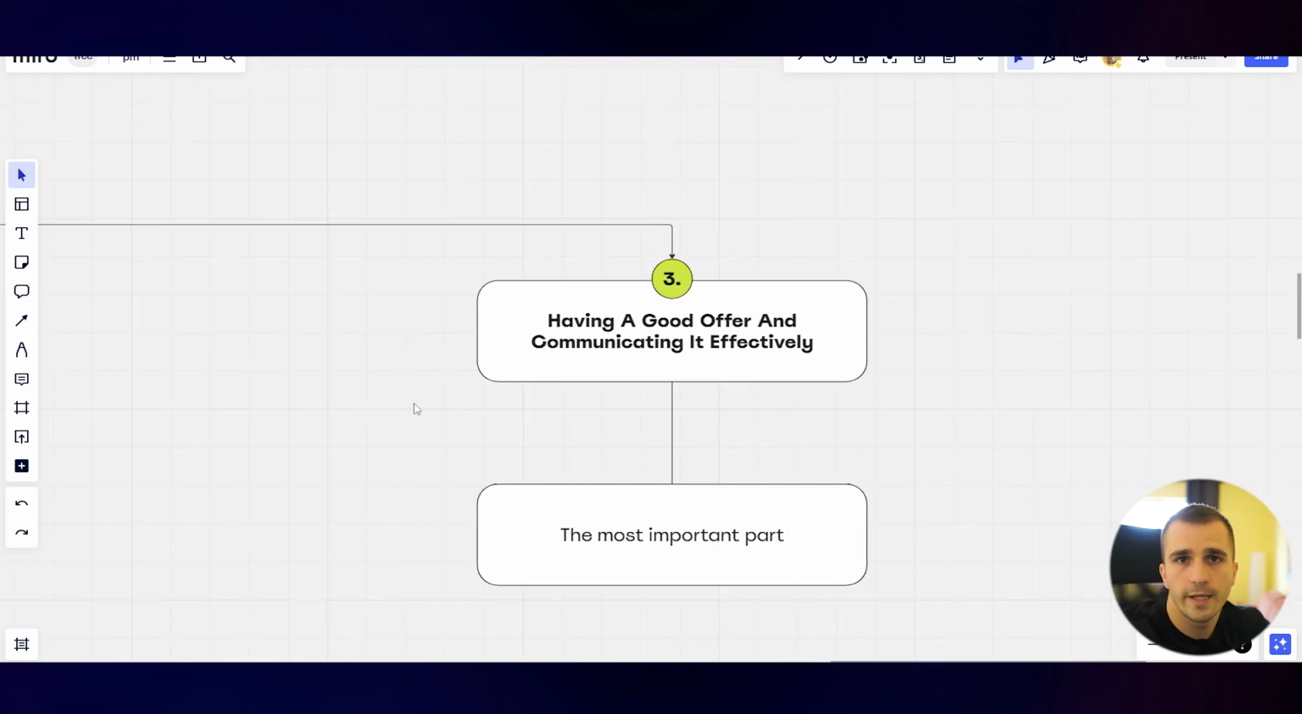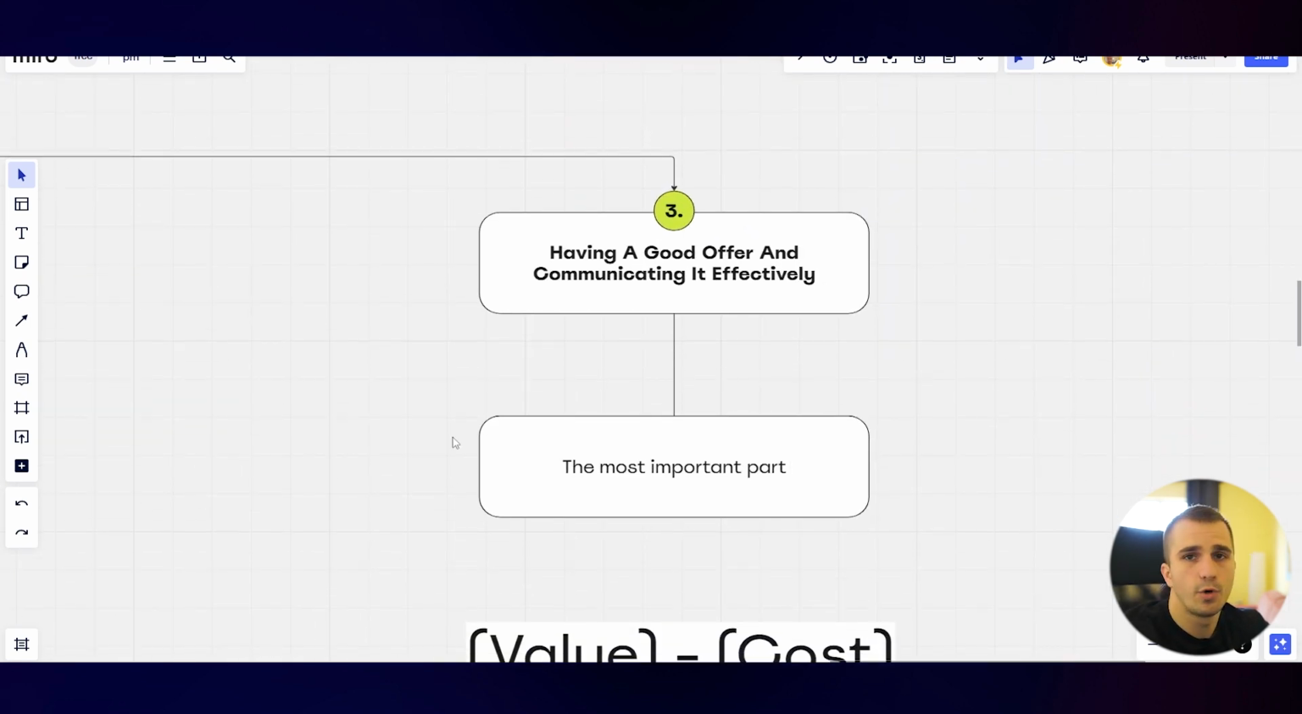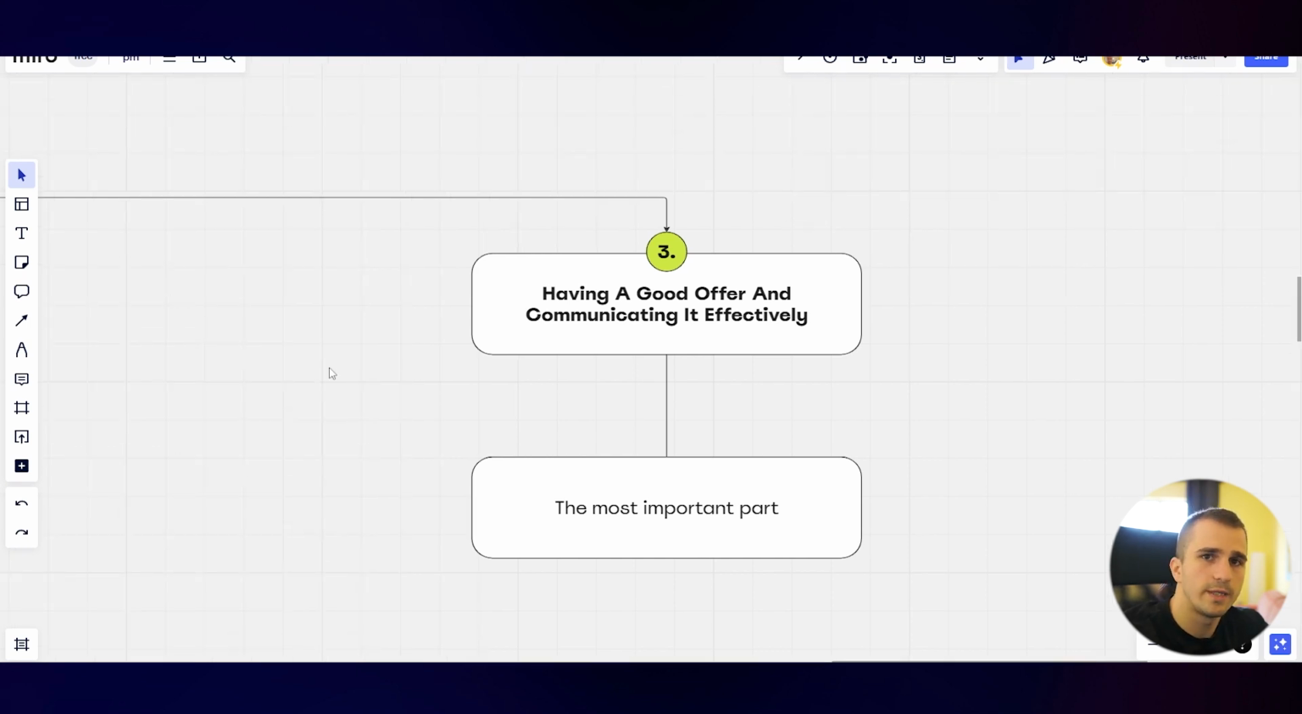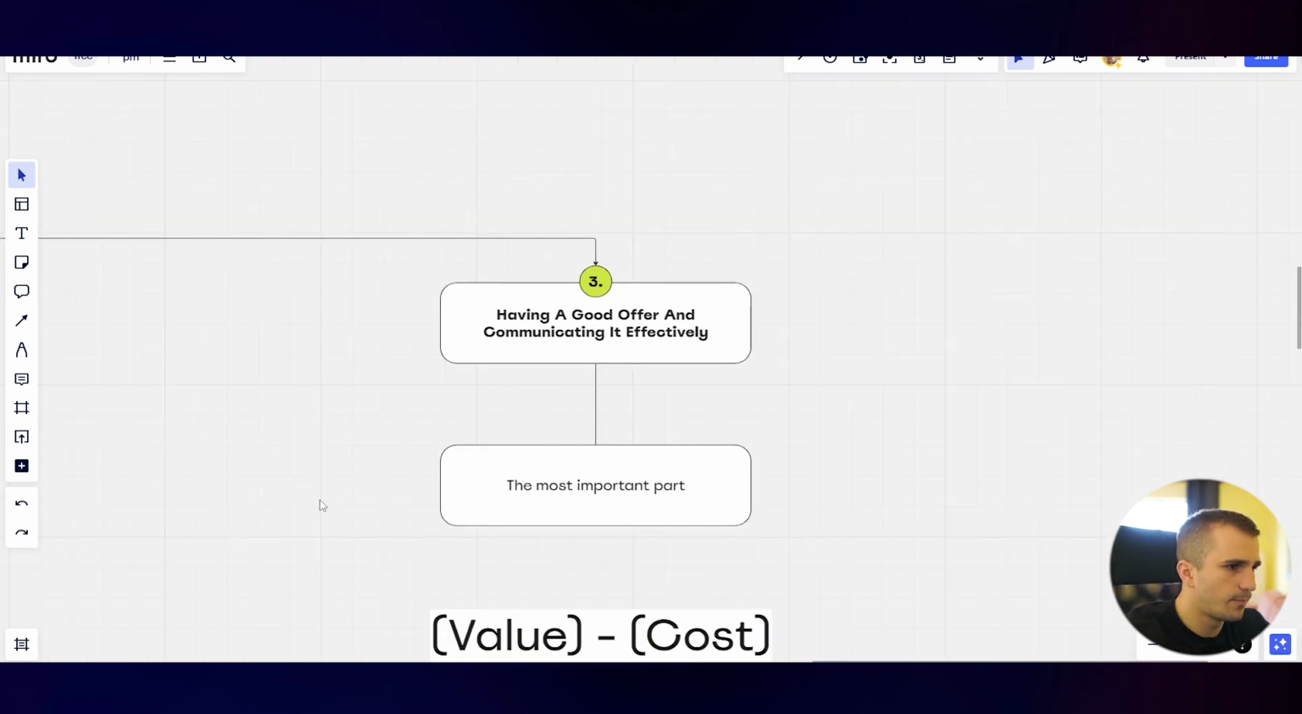The third thing that you can do to increase your conversion rate is to have a good offer and communicate it effectively. And this is the most important part, because if you really nail down this part right, all these things that I've previously mentioned, I can't say that they don't bother, but if this is a really good thing, you will have the high conversion rate and people will just buy because it's a good offer. So this is the most important part.